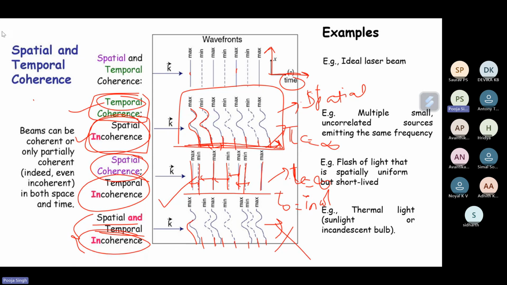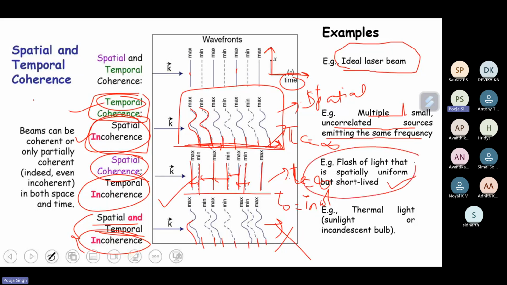Okay, so as we have discussed, if you have infinite coherence length and coherence time, then you are reaching the ideal laser beam. But if you have only temporal coherence, meaning time dependent only, then you can use multiple small uncorrelated sources emitting the same frequency. There only you can use it. Then if you need a temporally incoherent system, the light which you can use has uniformity only for a shorter time. That kind of flashlight you can use.